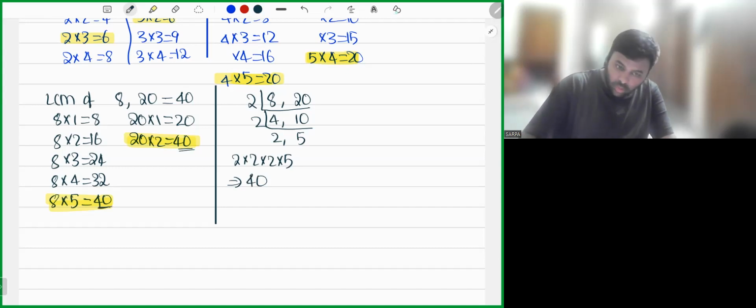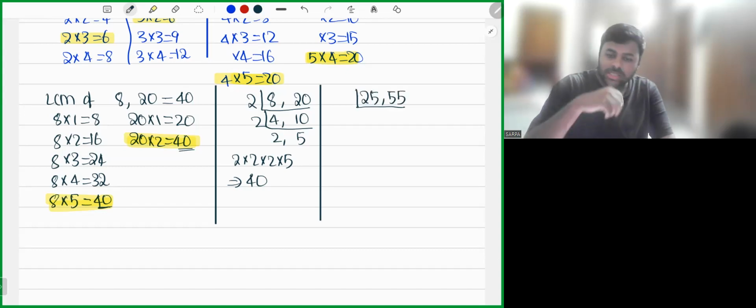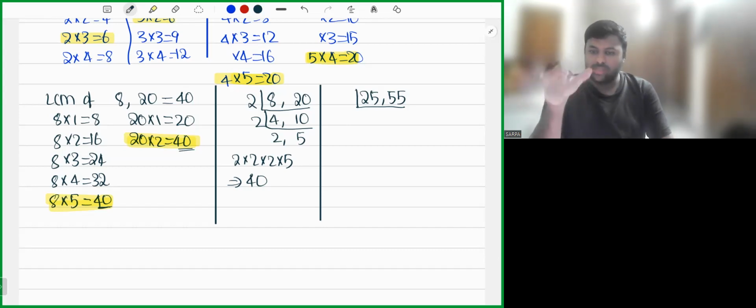Now, I'll explain you once again. See here, it's quite simple to understand. Now, I'm having numbers somewhat like this. I'm having 25 and 55. Now, what is the LCM of 25 and 55? Start with the least prime number. Is it divisible by 2? No. Is it divisible by 3? No. Now, both should be divisible.